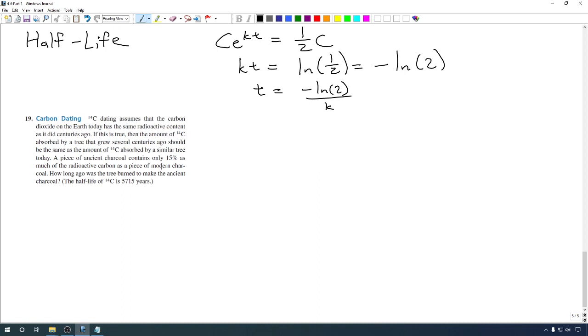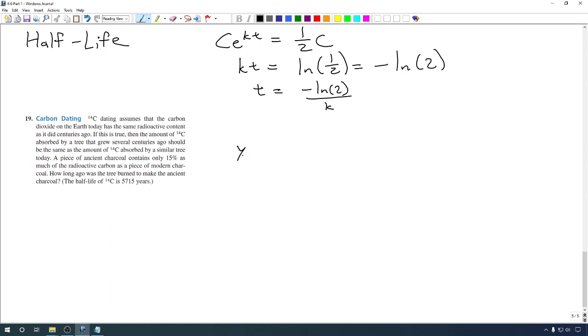A piece of ancient charcoal contains, because charcoal is just burnt wood, only 15% as much radioactive carbon as a piece of modern charcoal. How long ago was the tree burned to make the ancient charcoal? And it gives us a half-life of carbon-14. This basically will allow us to get the k value for our model.